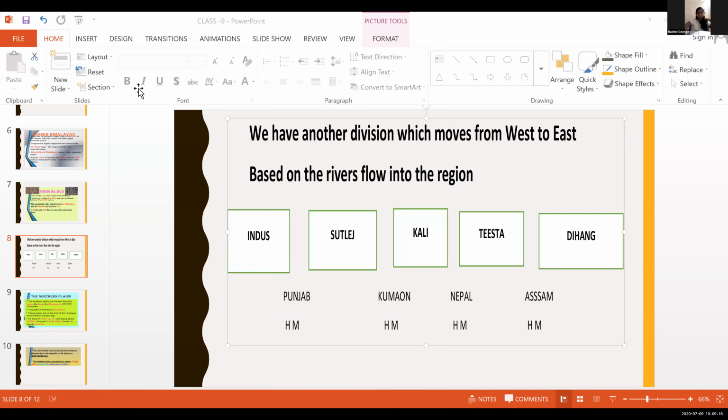Himalayas lying between the river Indus and Satluj are known as Punjab Himalayan mountains. Here HM is Himalayan mountains. I gave a short form, but you have to write Himalayan mountains. Then Himalayas lying between the river Satluj and Kali are known as Kumaon Himalayan mountains. Between Kali and Teesta, Nepal Himalayan mountains. Between Teesta and Dihang, Assam Himalayan mountains. Clear? This division moves from west to east based on the flow of rivers.